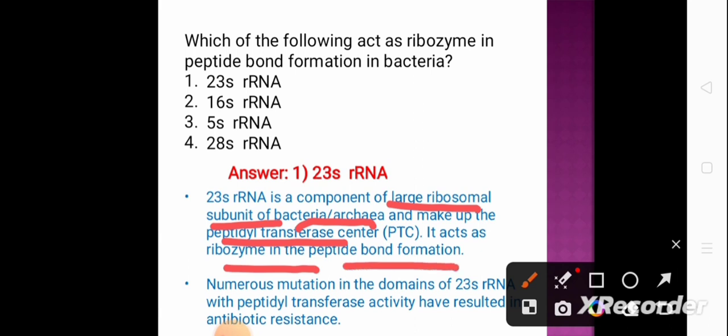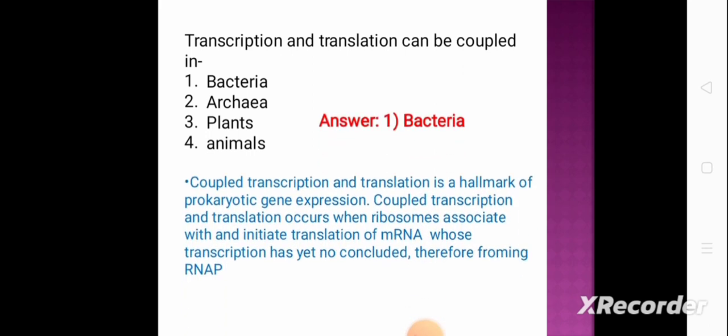Numerous mutations in the domains of 23S rRNA with peptidyl transferase activity have resulted in antibiotic resistance. Next question. Transcription and translation can be coupled in option 1, bacteria; option 2, archaea; option 3, plants; and option 4, animals. And the correct answer is option 1, that is the bacteria.